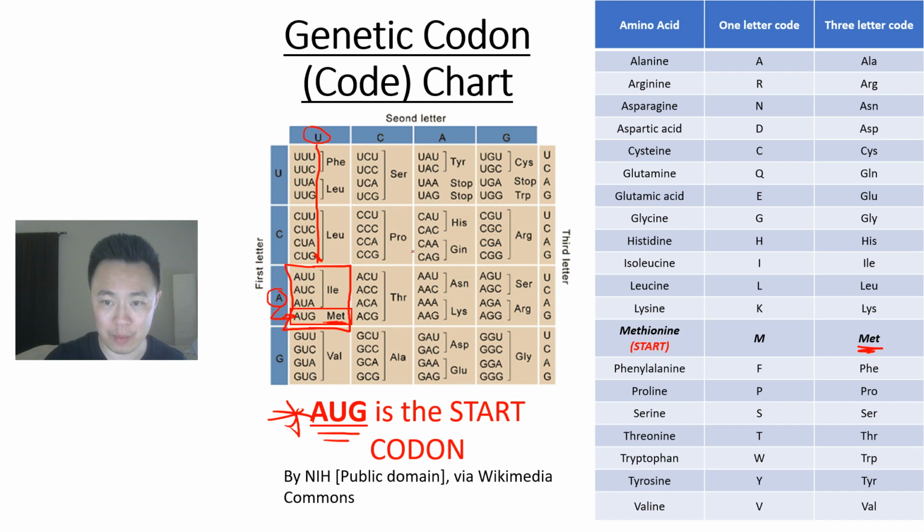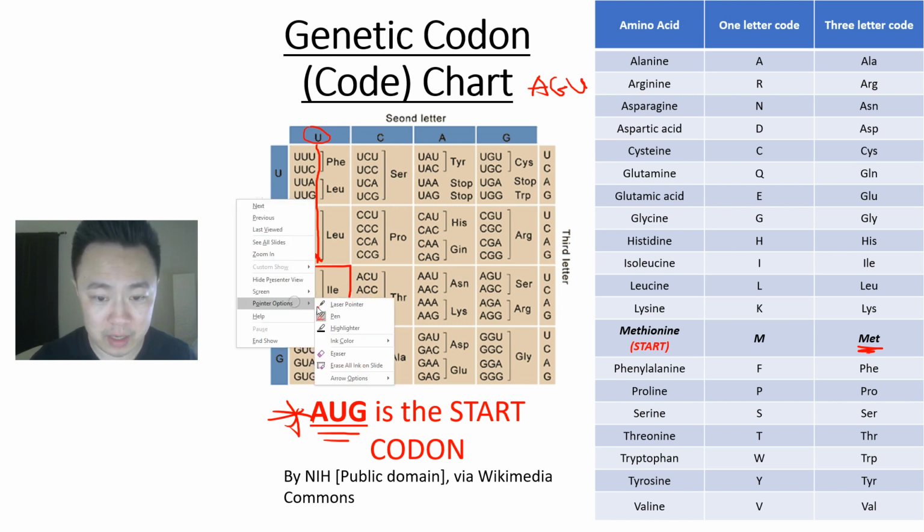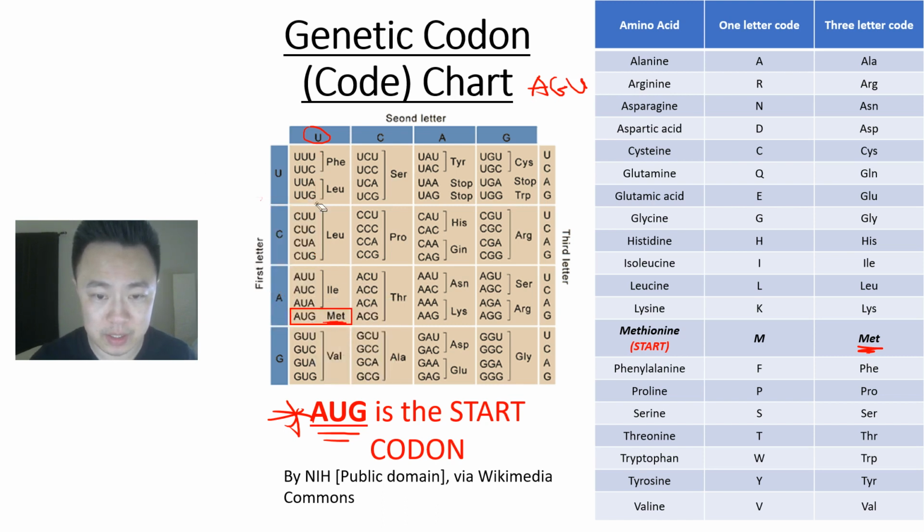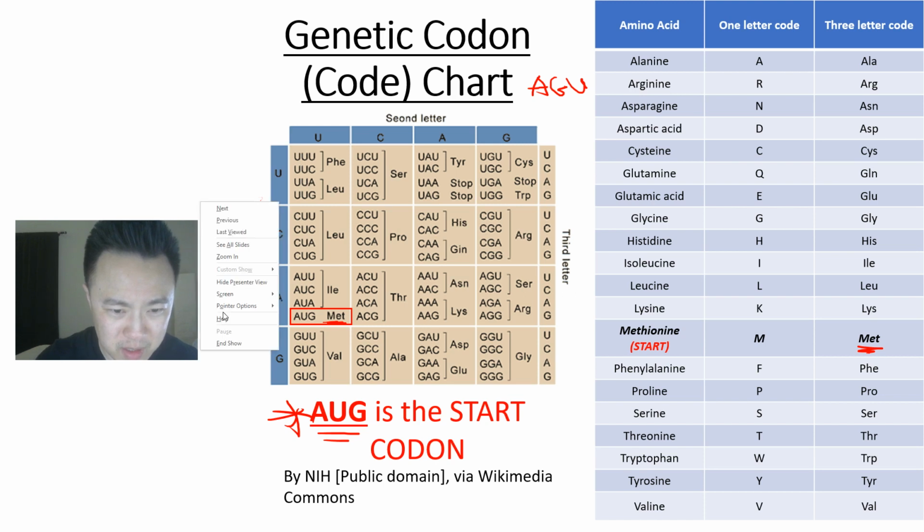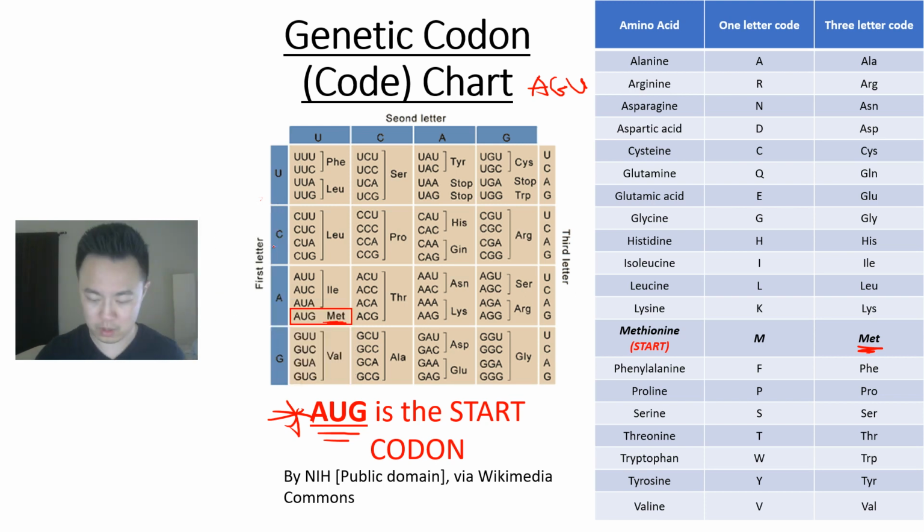Here's one more example that I'm going to show you. What if I said AGU? How about AGU? Well, the first letter here is A. First of all, let me get my little eraser out here. I want to erase this so we can redo this. Okay, let's get my pen.